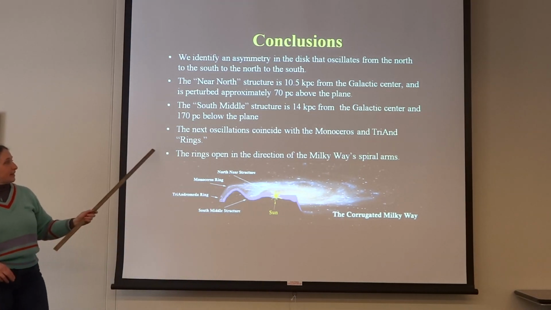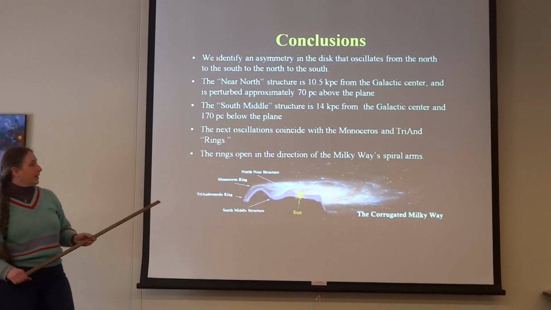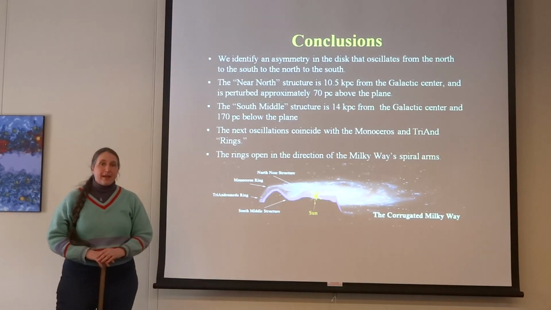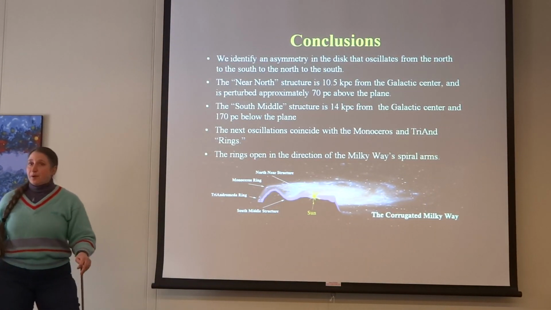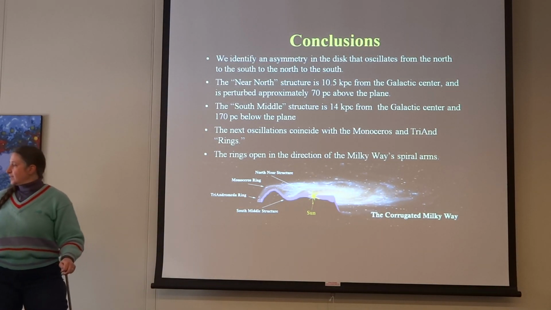And then the next oscillations coincide with the Monoceros Ring and the Triangulum-Andromeda rings, and they open in the same direction as the spiral arms. And that's the conclusions of the paper. But I wanted to put this in a little bit more astronomical context for you.